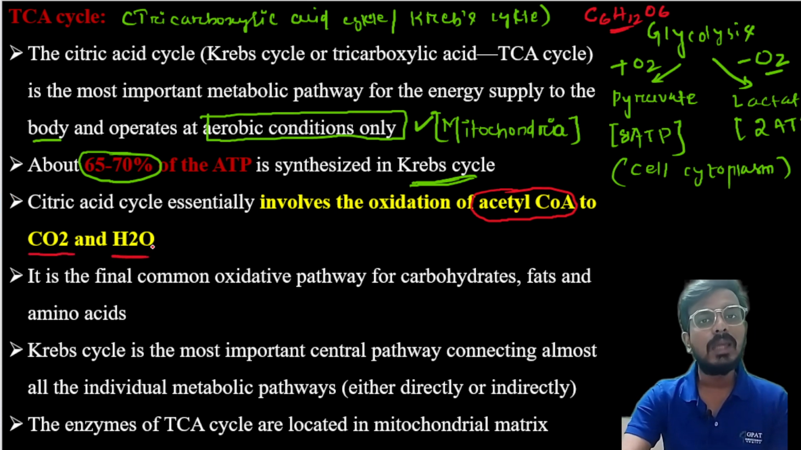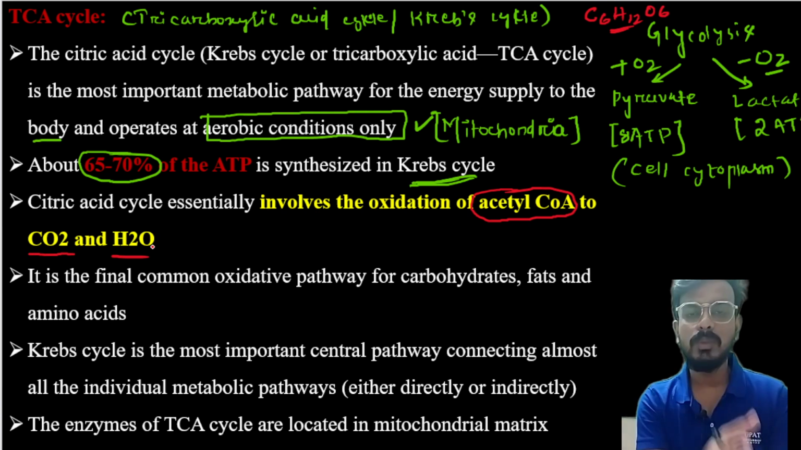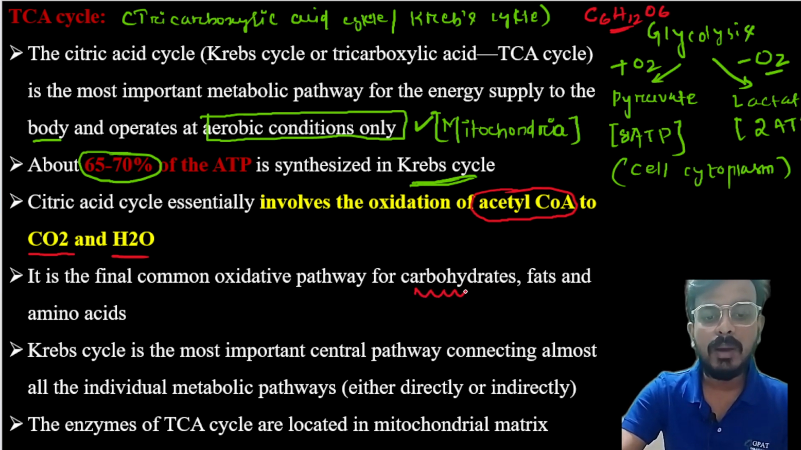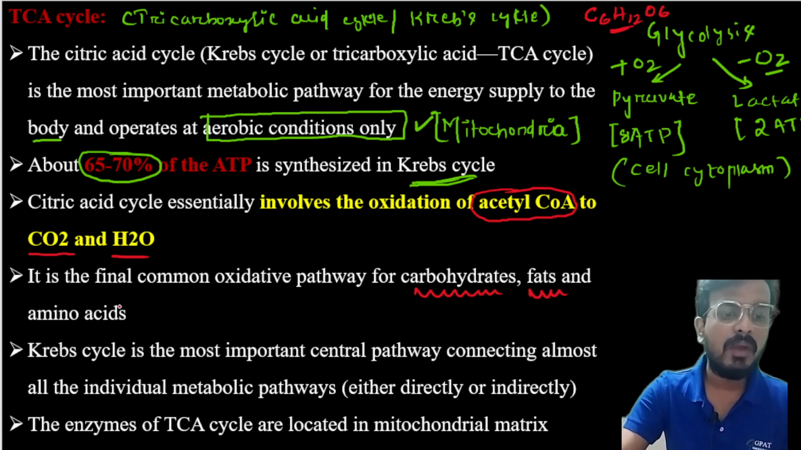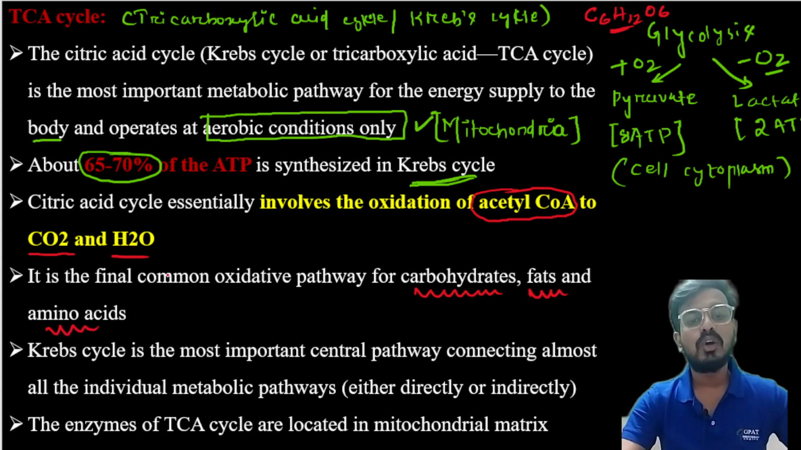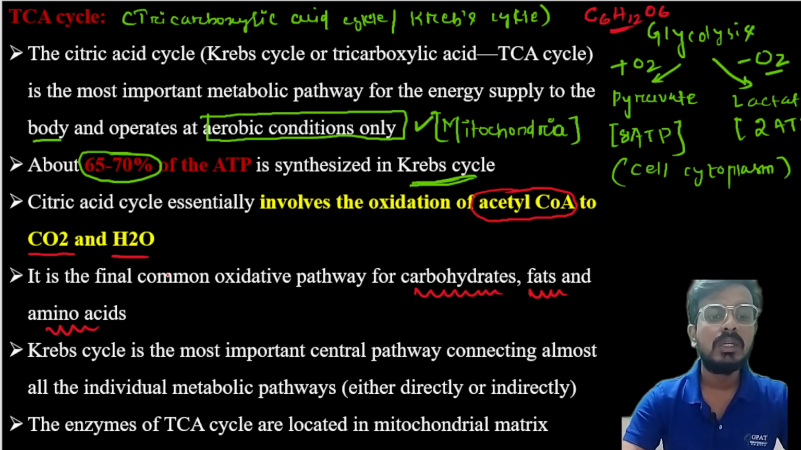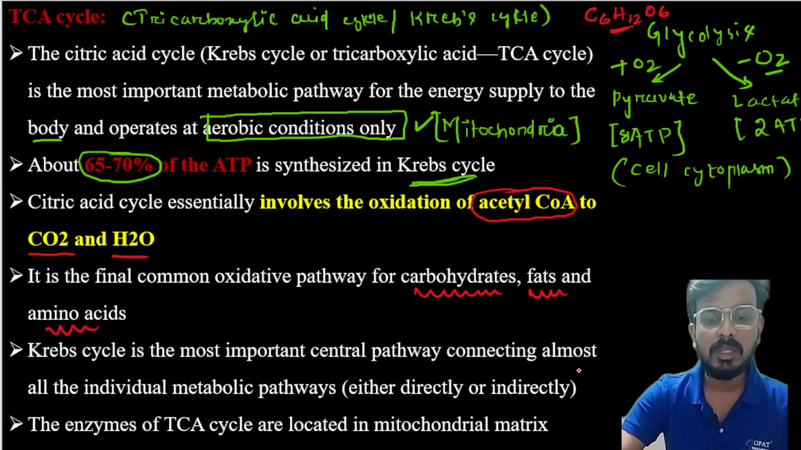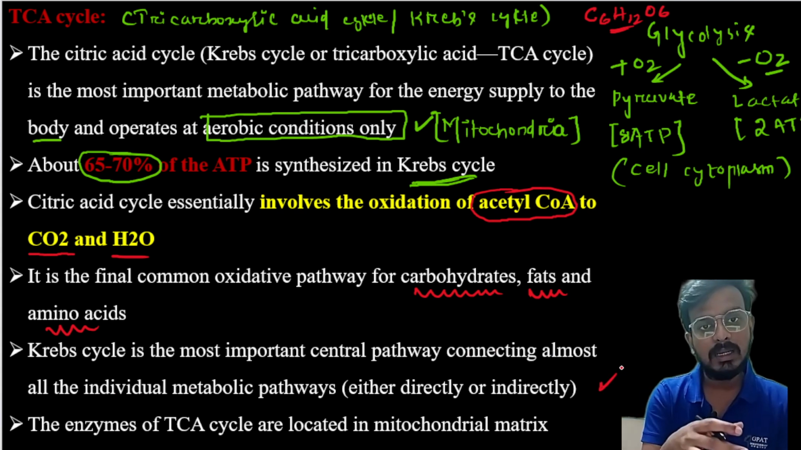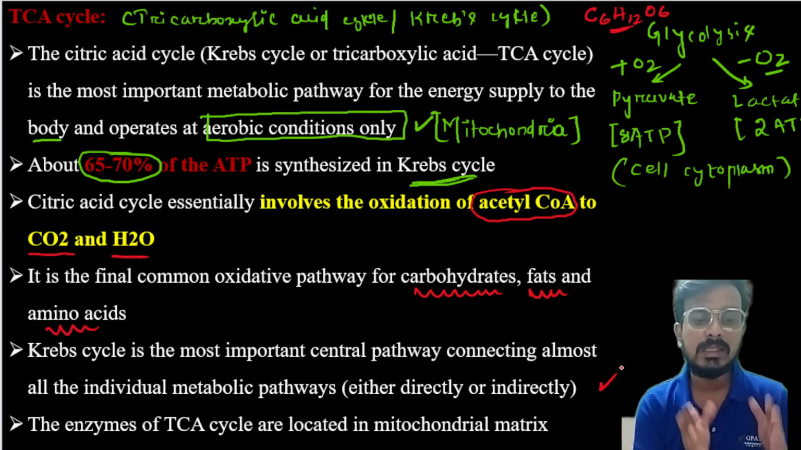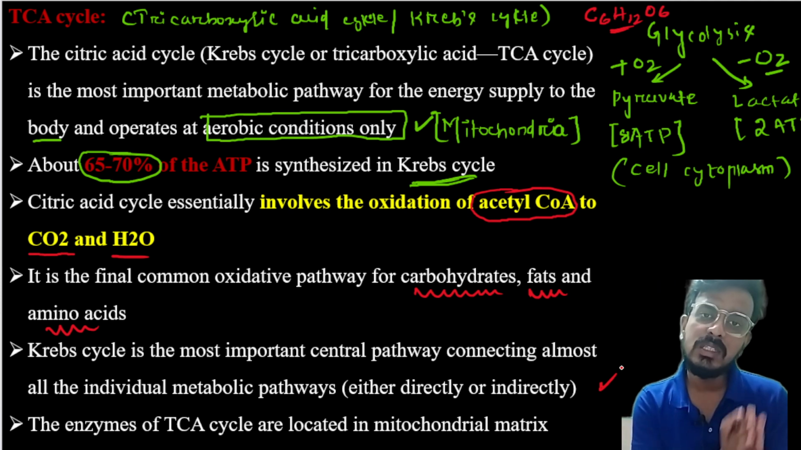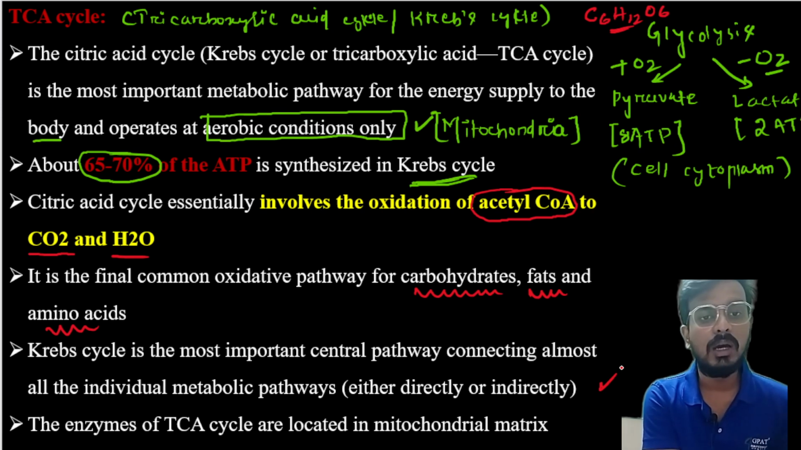Basically there is an oxidation of your acetyl coenzyme, and due to the oxidation there is a formation of carbon dioxide and water. This is the final and common oxidative pathway for carbohydrates, fats and amino acids. Now, the Krebs cycle is the most important central pathway connecting almost all the individual metabolic pathways directly. What it is saying is that the TCA cycle, the Krebs cycle, is connecting to other metabolic pathways either directly or indirectly, but it is connecting.